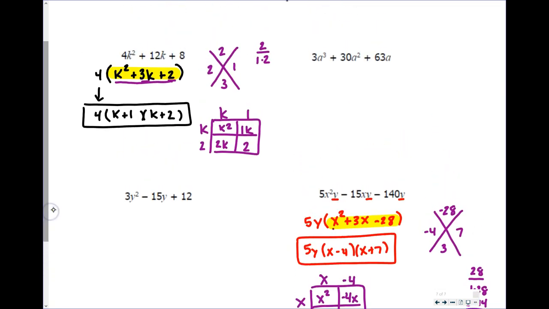Go ahead and pause and try to come up with these last 2. I will be checking your notes for work, and I'm only going to put the answers here. So when you come show me, I do need to see that you've actually attempted these problems. Alright, go ahead and pause. Try them on your own.